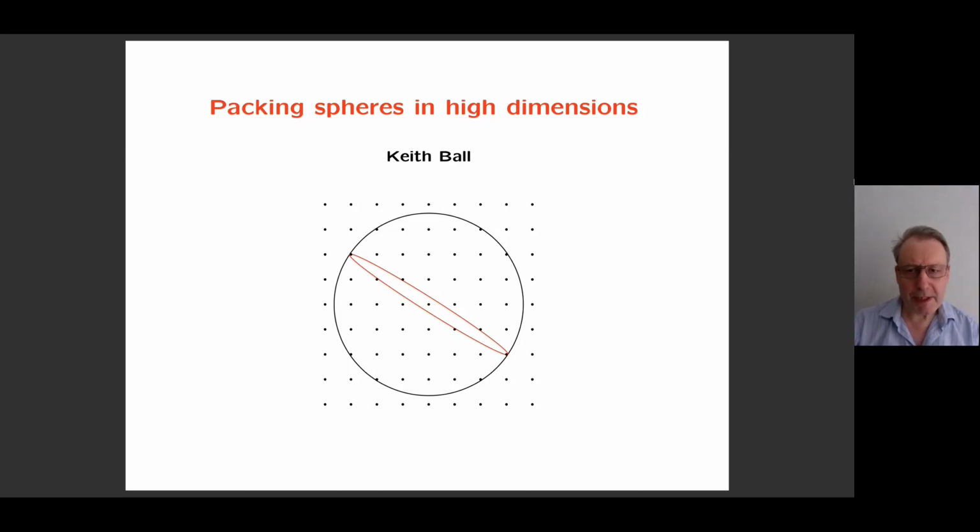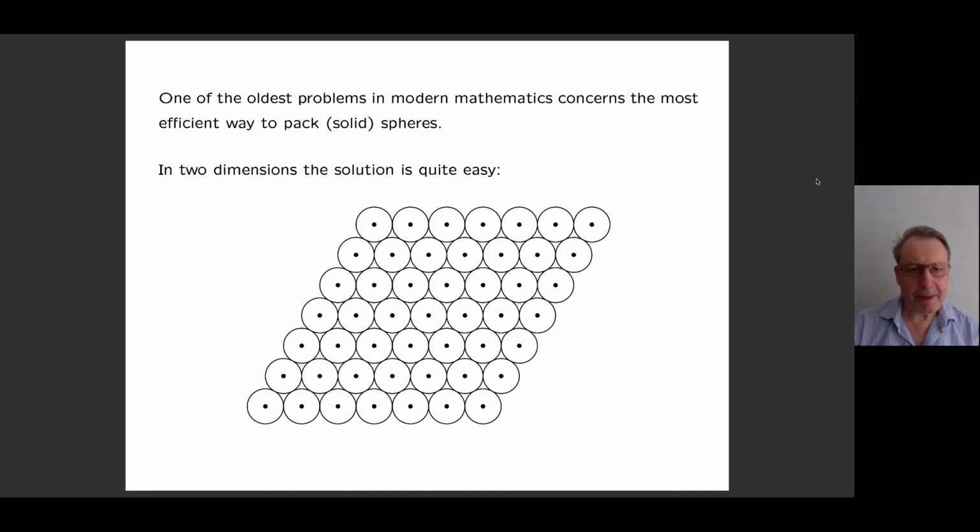So the topic is sphere packing, and this is one of the oldest problems in what you might call modern mathematics. It goes back at least to Kepler, so it's not as old as squaring the circle, but it's a very old problem in modern mathematics. And the idea is how best can you pack solid spheres in space.